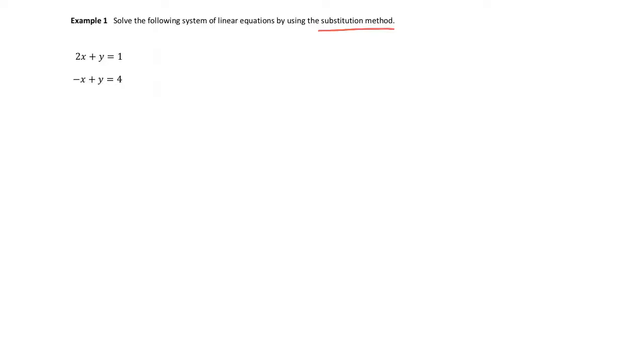Going back to the very first example, I have 2x plus y is equal to 1 and negative x plus y is equal to 4. If I take the second equation and solve it for y, I believe we got y is equal to x plus 4. So this is coming from the second equation.